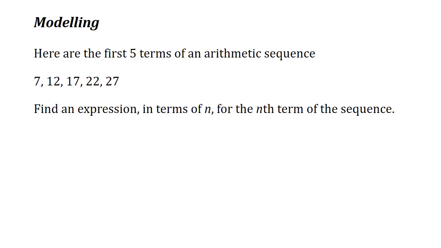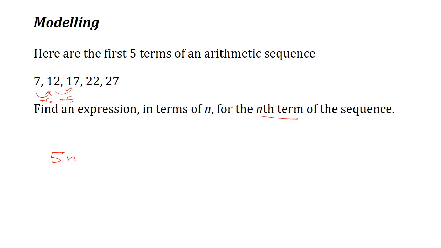Okay, first 5 terms of an arithmetic sequence, find an expression for the nth term of the sequence. The nth term is the formula that describes the sequence. We begin by finding the difference between the terms, which is 5. So the first part of our formula will be 5n.